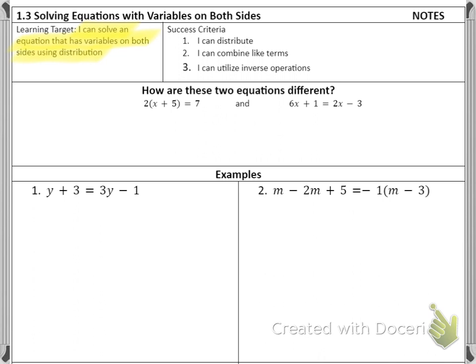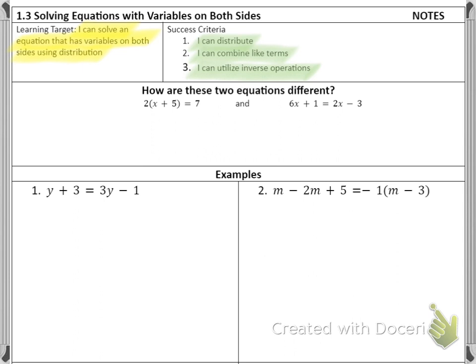All right, let's look at the success criteria. I can distribute, I can combine like terms, and then I can utilize inverse operations. We're going to look at what each of those things means. In lesson 1.1, we practiced distributing and combining like terms. So hopefully you feel confident in those already. And if you don't, that's okay. We're going to try to make sure that you feel confident in that now. And then utilizing inverse operations. You've seen this before, but can we really put it into practice? And can we do it when there is more at stake than just a two-step equation?